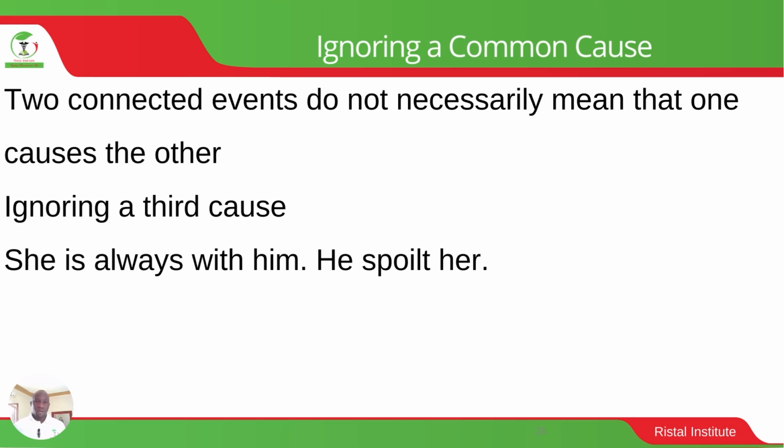Ignoring a common cause. Okay? So sometimes people only focus on one particular cause of a particular event. Yet there could be another factor that would have caused the event to happen. So, for example, you say, she's always with him. I'm sure he's the one who spoiled her. This is to disregard that she could be having another online friend who you cannot see physically, but she is always in constant interaction with that person. So what if that online friend is the one who is actually influencing the behavior of this person? So don't always ignore another common cause.